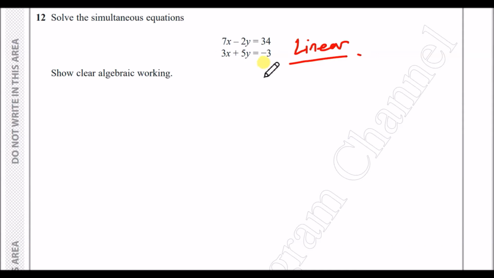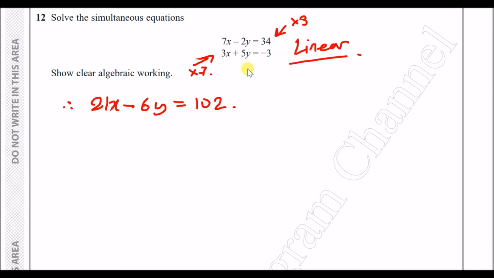Now to do that, we've got 7x and 3x. The easy way is to multiply both these terms by the opposite pairs. So you got 7x and you got 3x. You know they both can go into 21. So let's multiply the top row by 3 because it's a 3x and multiply the bottom row by 7. And if you do that, they both become 21x. So let's do it. If you multiply the first row by 3, you get 21x minus 6y equals, now 34 times 3, you get 102.